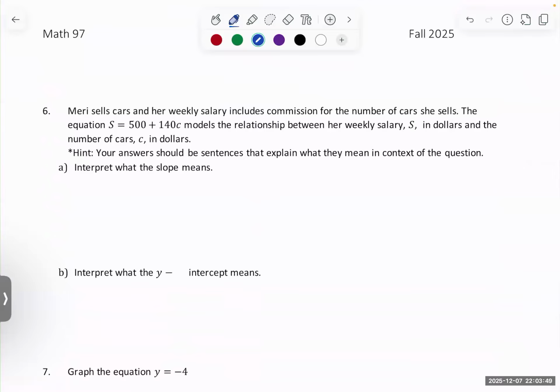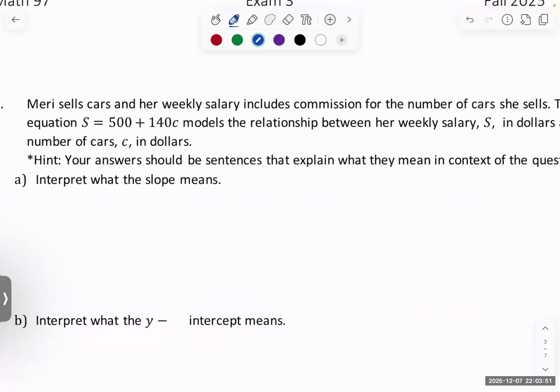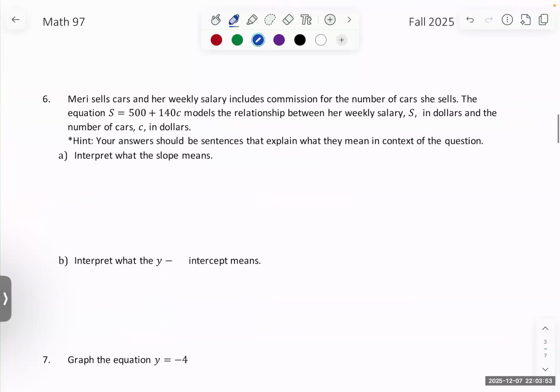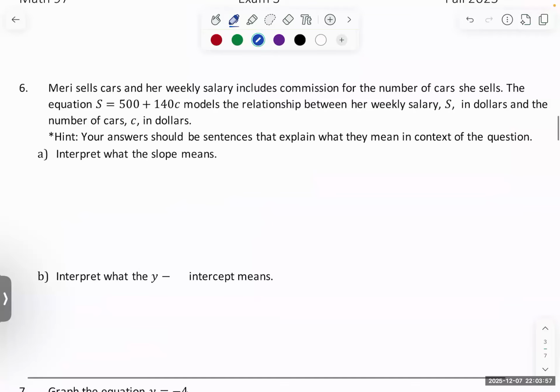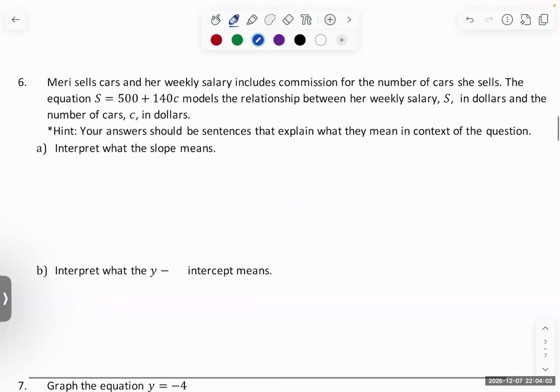All right. Marie sells cars and her weekly salary includes commission for the number of cars she sells. The equation S equals 500 plus 140C models the relationship between her weekly salary, S in dollars, and the number of cars, C. Hint, your answer should be sentences that explain what they mean in the context of the question. Interpret what the slope means.